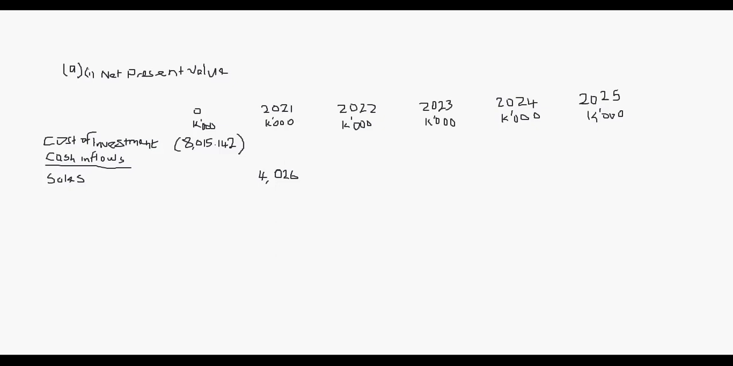Sorry, just a minute, I made a mistake. This one is meant for 2022. So here it's 3,600,000 kwacha. Then here, that's where we have 4,026,000 kwacha. And here in 2023, it's 4,110,000.